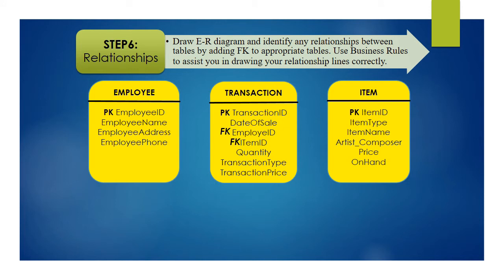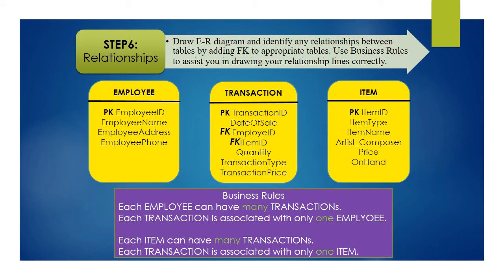Use the business rules to help you know which part of the relationship line is the one side and which part of the relationship line should be the many side. Remember, there are 2 business rules for every relationship line drawn. Let's take a look at the relationship between the employee and transaction tables. For the business rule, it makes sense to say each employee can have many transactions and each transaction associated with only one employee. Pay close attention to the end of both sentences in the words I have highlighted in green.